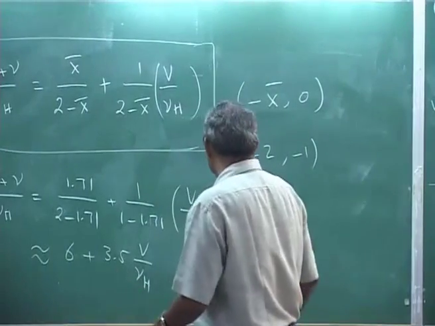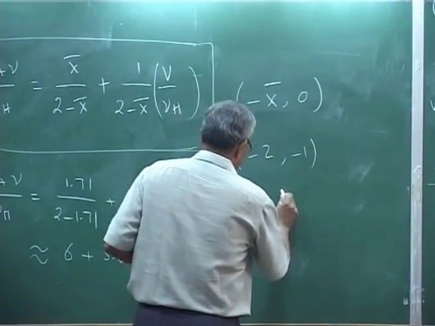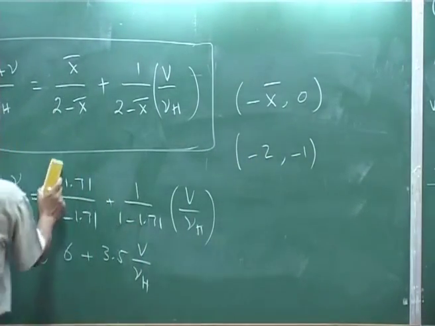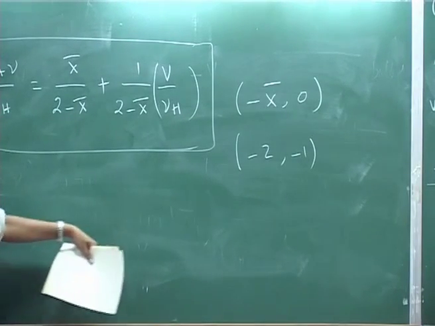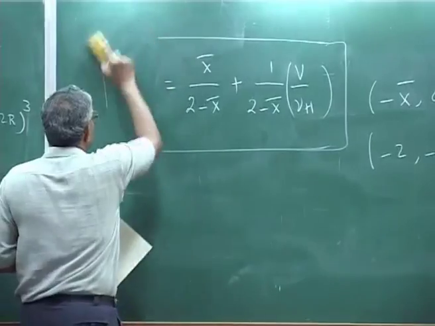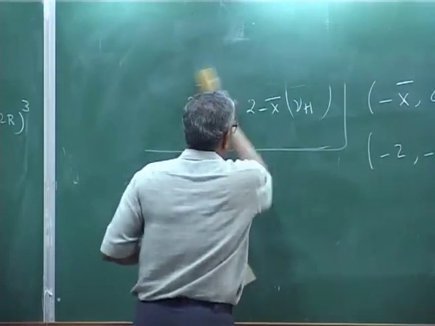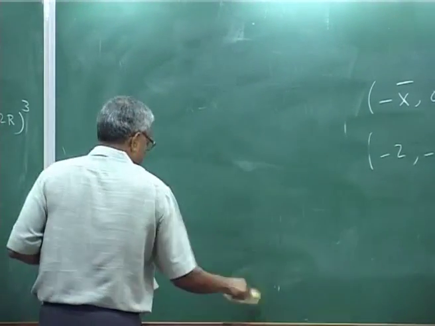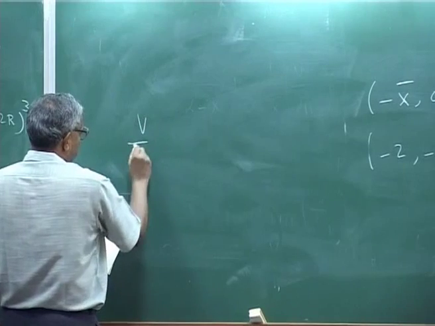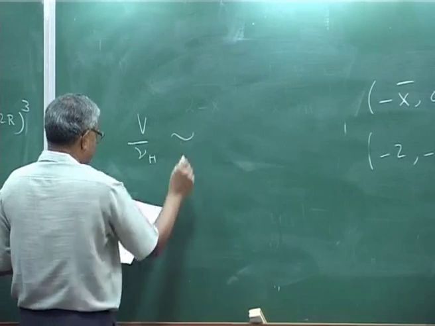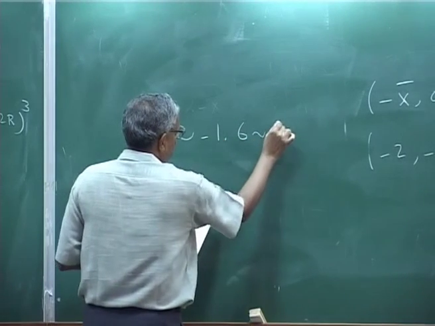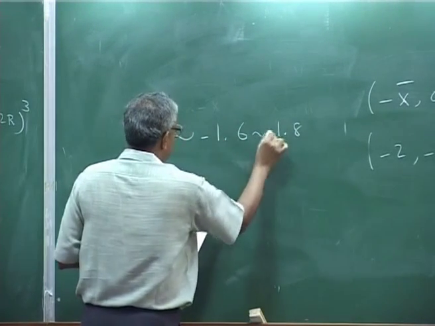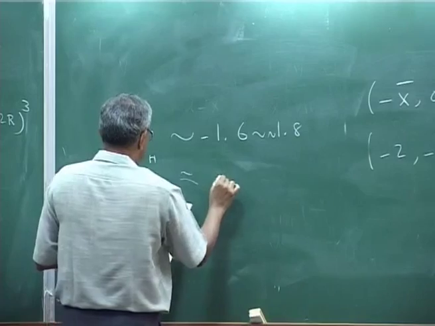That means V, a very crude approximation. Please note that this equation you take it, because this is important. Okay. So, we said V over nu h in the range 1.6 to 1.8, or you take it approximately.